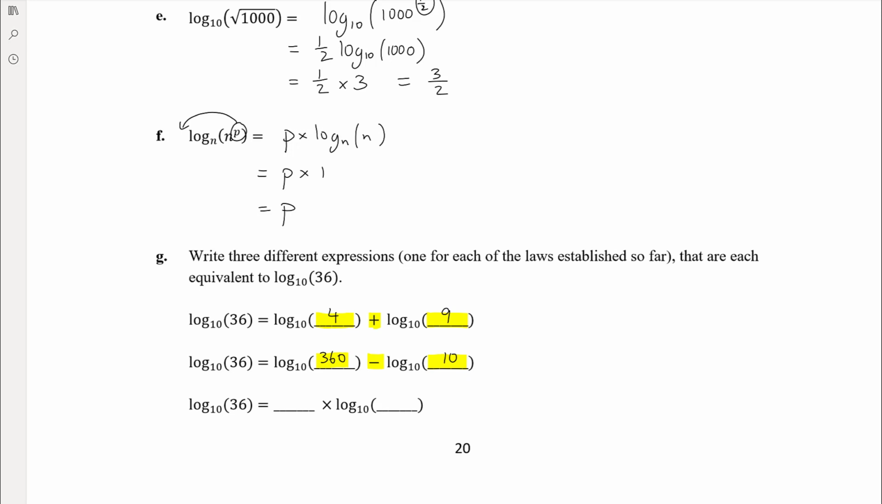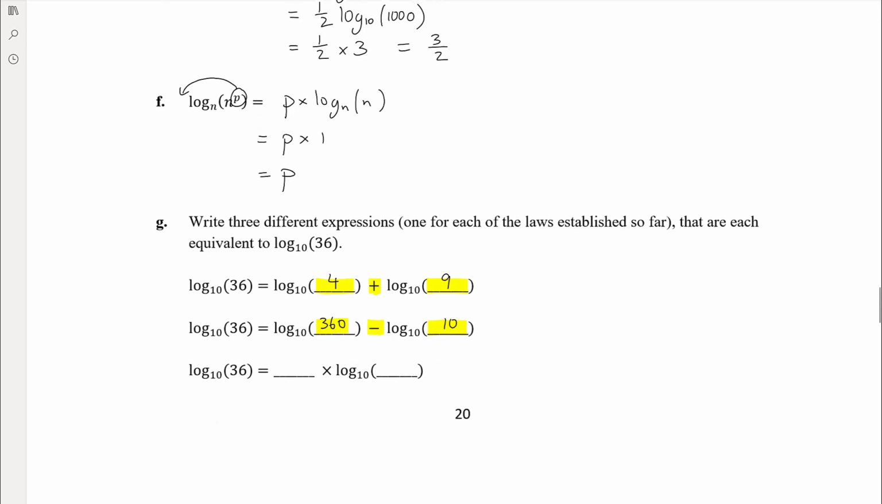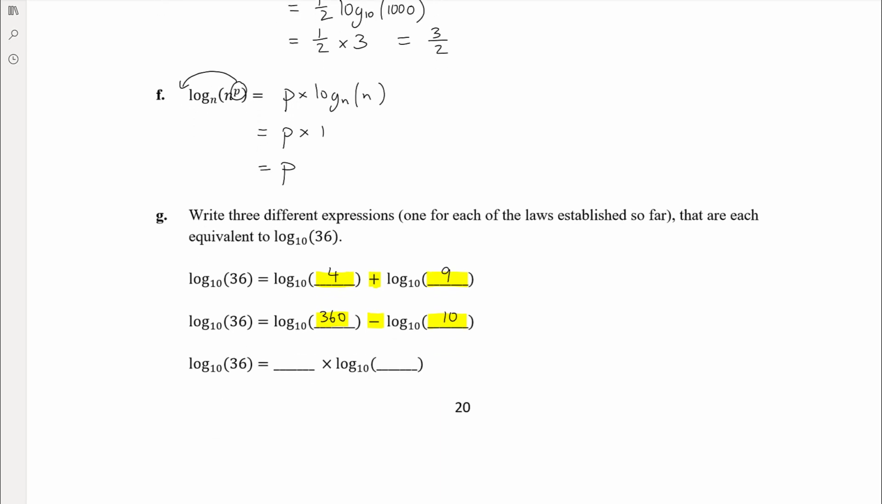true. Log base 10 of 36 equals a number times log base 10 of something. Okay, this one, again, it's a bit difficult to get to the meaning, but if I'm thinking about it, 36 is 6 squared, and my last log law told me that I could bring the 2 down the front, so it's the same as 2 times log base 10 of 6.